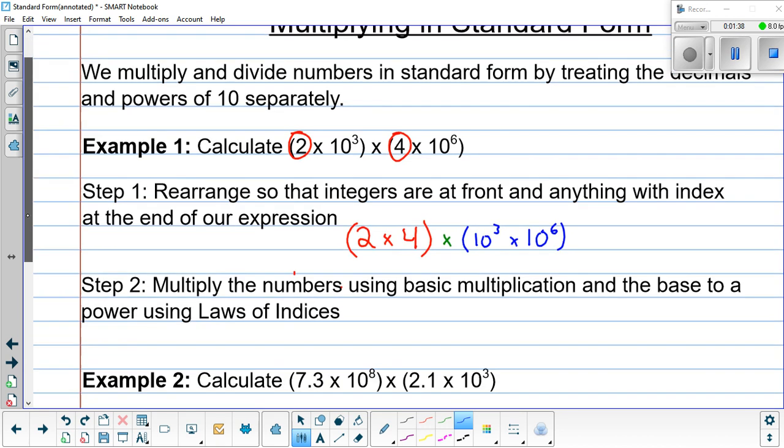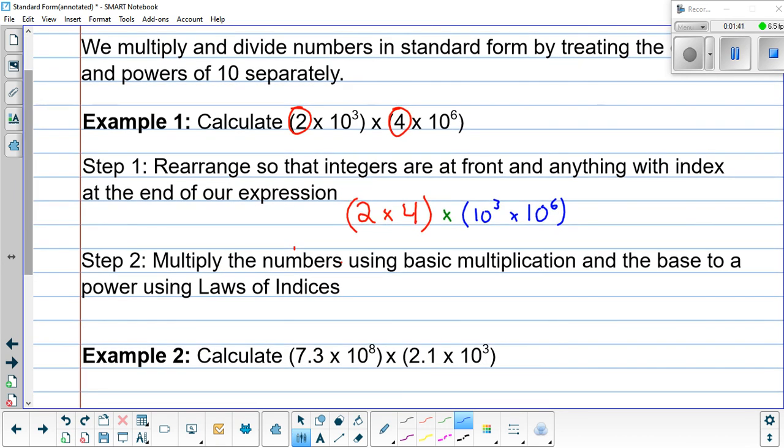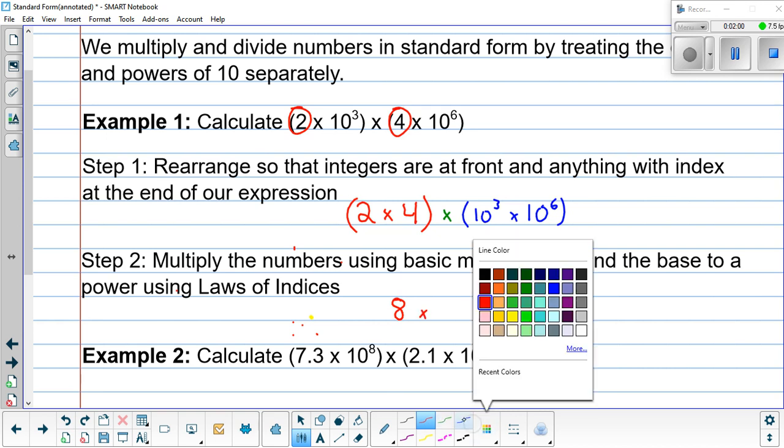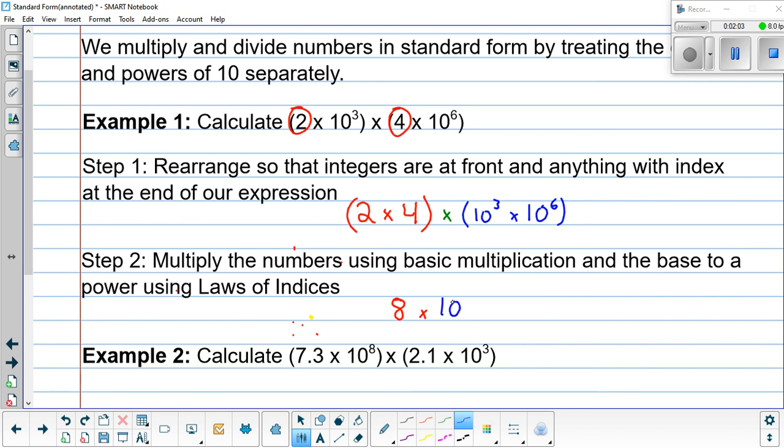So now that actually looks like stuff we've just even recently done with indices. So 2 times 4 is 8. Sorry, I don't know why it's not picking up the colors properly. So that is 8, and then we're going to have this times 10 to the, well, we know the law of indices says that if they have the same base, which the 10 and the 10 do, we add these together, right? So we're going to get 10 to the power of 9.